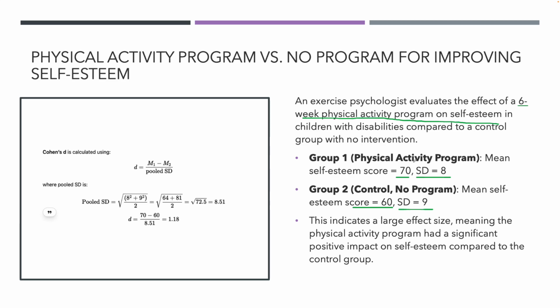So we take that information, plug it into our calculation, and we see that the Cohen's d tells us that there's a pretty strong effect, which indicates a large effect size. And this means that the physical activity program had a significantly positive impact on self-esteem. So let me just go back and sum this all up.